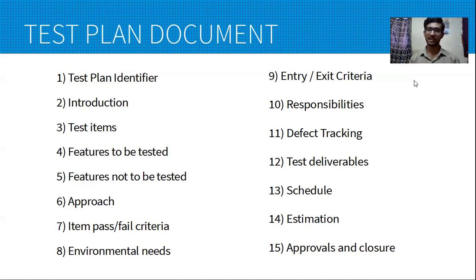Approval is generally about what things are executed or not executed. Everything will be approved by the manager only, or those who are in the higher hierarchy. The next one is closure. Closure is nothing but after the complete set of test cases has been executed, with nothing left, we can just close that. So this is what is done in the test plan requirement.